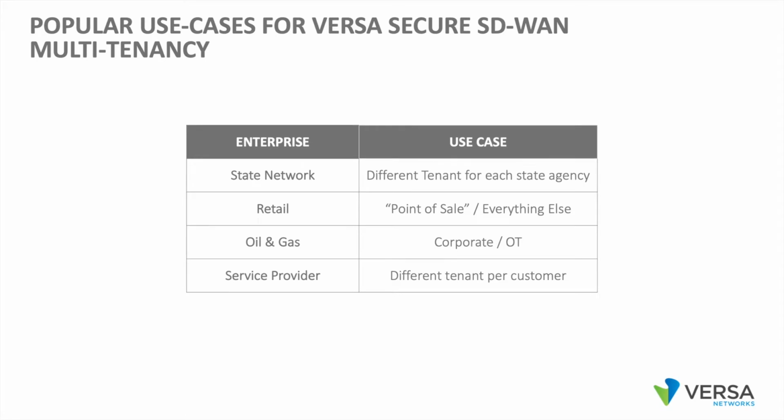Some popular use cases for Versa secure SD-WAN multi-tenancy: a state may want different tenants for each state agency. A retail enterprise may want one tenant for point of sale and another tenant for everything else. In oil and gas, you might have one tenant for the corporate network and a separate tenant for operational technology. And if you were a service provider, you might have different tenants for each of your customers.